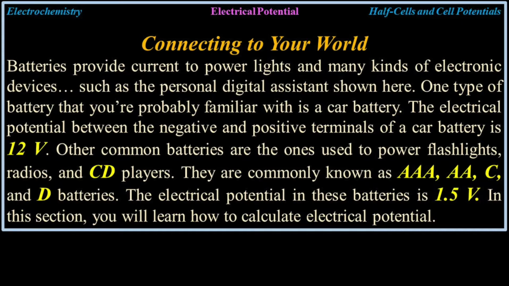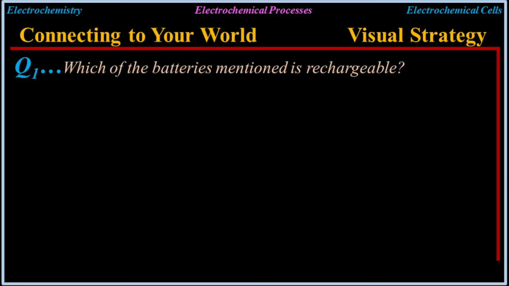They are commonly known as AAA, AA, C, and D batteries. The electrical potential in these batteries is 1.5 volts. In this section, you will learn how to calculate electrical potential. Let's answer a couple of questions on connecting to your world visual strategy.